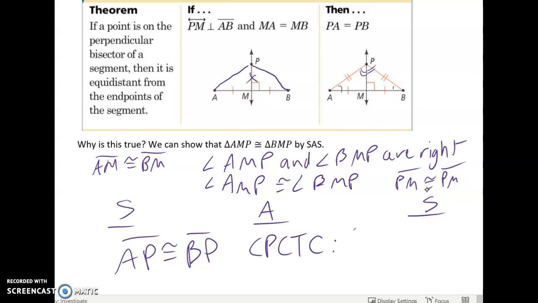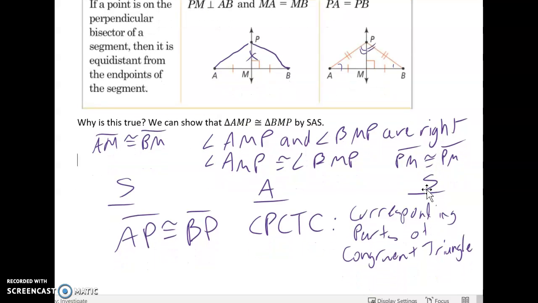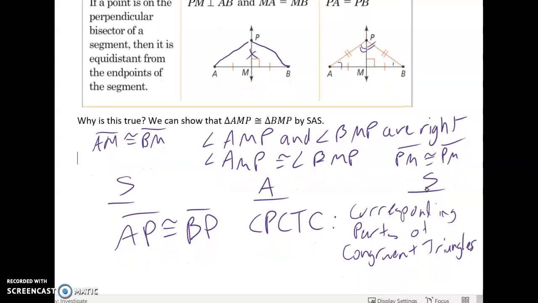Okay? Corresponding parts of congruent triangles are congruent. CPCTC.